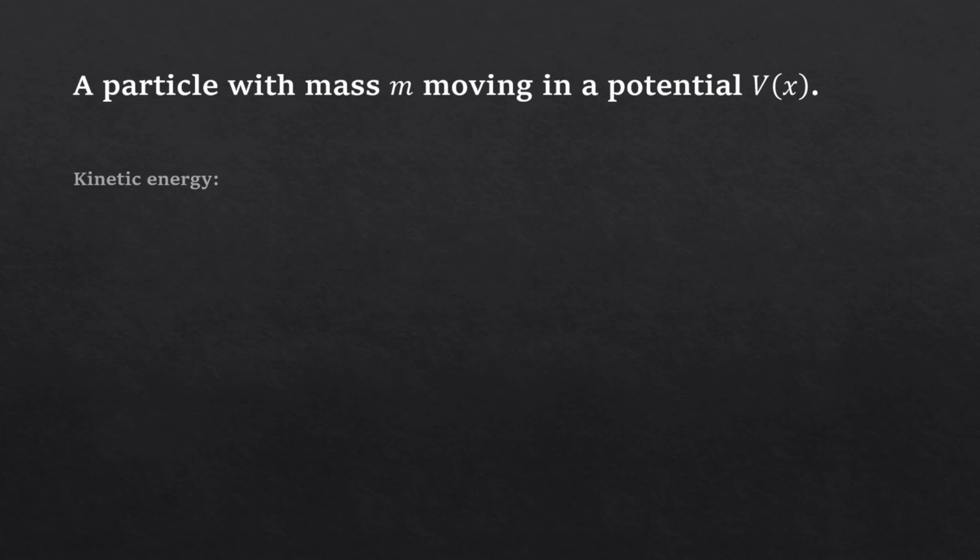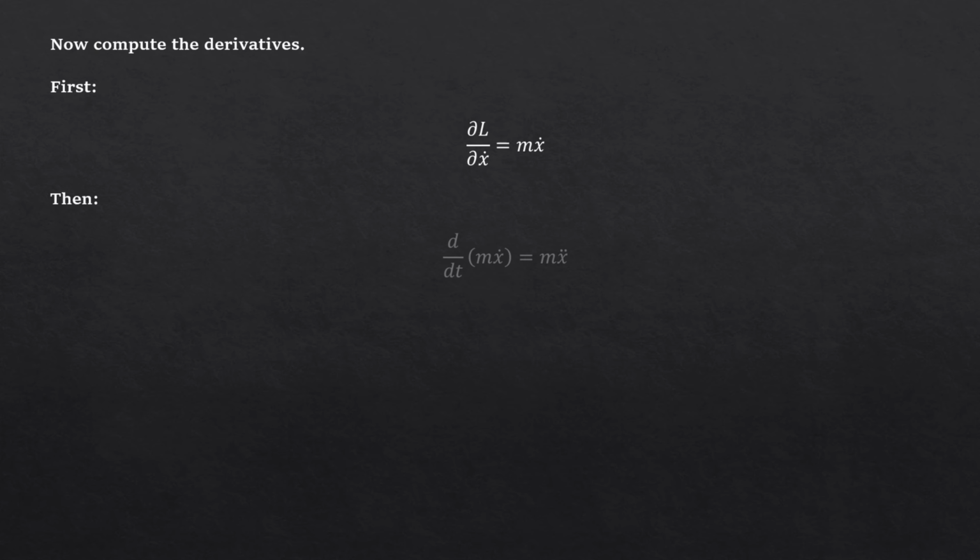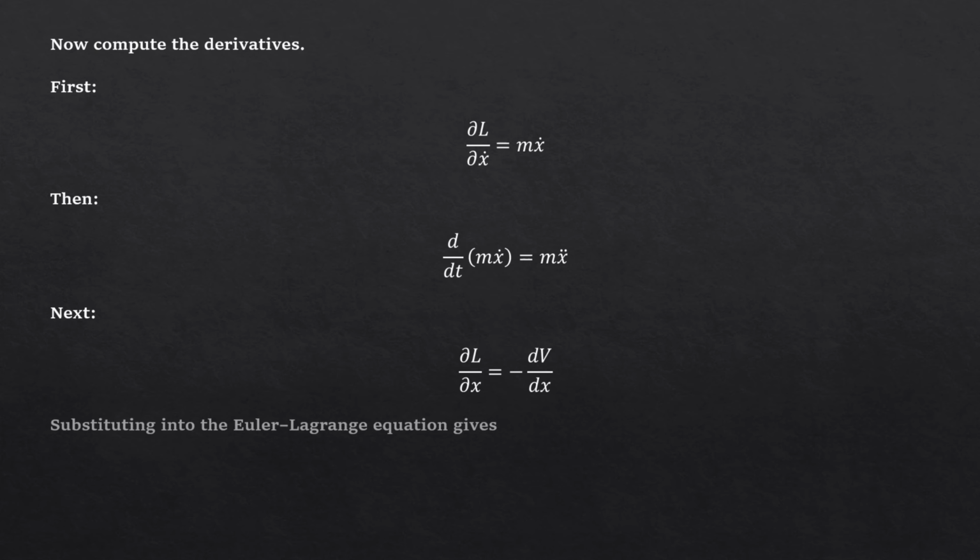Let's test it. Take a simple system, a particle with a mass m moving in a potential V of x. Kinetic energy is one half m x dot squared, so the Lagrangian is one half m x dot squared minus V of x. So compute the derivatives. First, partial L by partial x dot equals m x dot. Then d by dt of m x dot equals m x double dot. Next, partial L by partial x equals minus dV by dx. Substituting into the Euler-Lagrange equation gives m x double dot equals minus dV by dx, which is exactly Newton's second law.